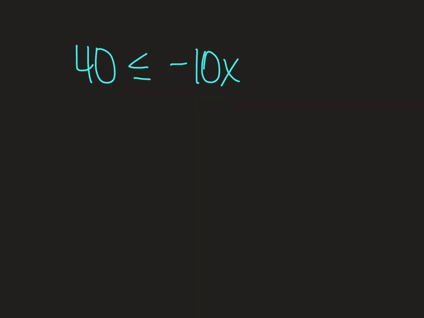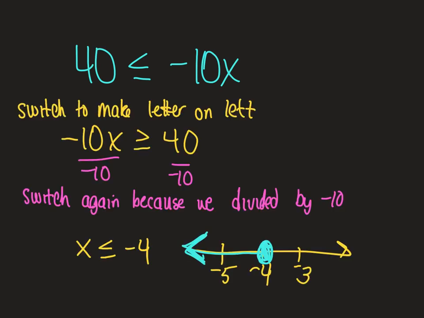Here's your final question of the video. Solve this one. 40 is less than or equal to negative 10x. The answer is x is less than or equal to negative 4. Color to the left. Close dot, color left.